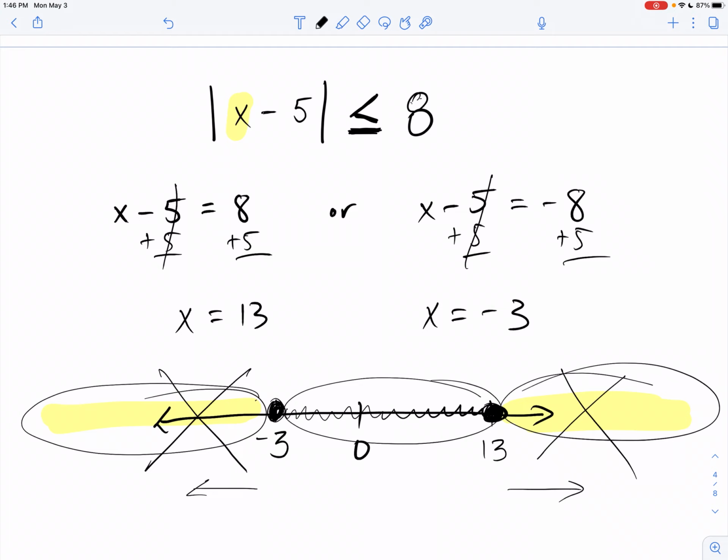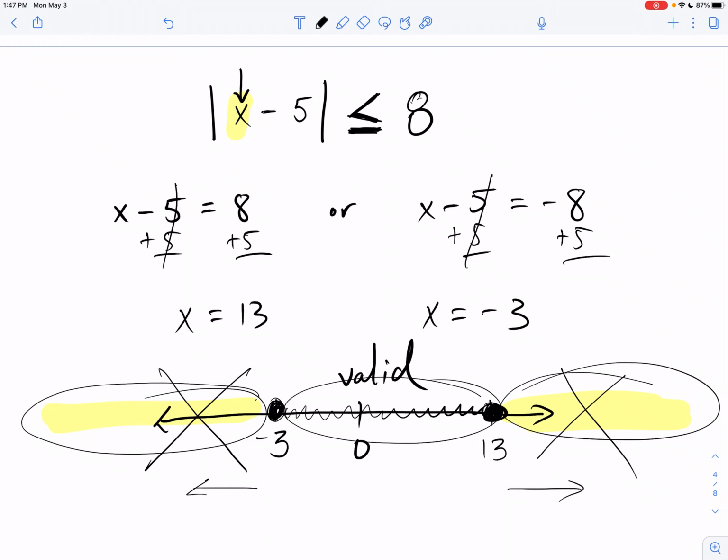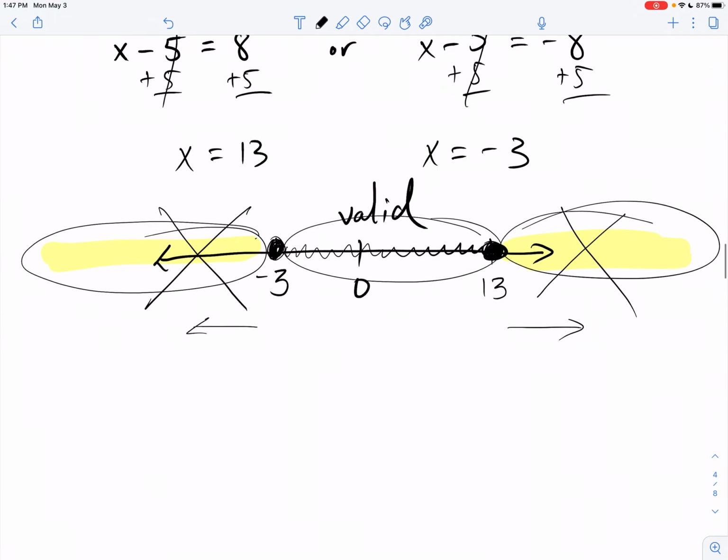It's right there in the middle. If I plug 0 in for x, 0 minus 5 is negative 5. Absolute value of negative 5 is 5. And 5 is definitely less than or equal to 8. So this stuff in the middle here is valid. I could pick any number between negative 3 and 13. It would be valid in the original. So we can write our answer here using interval notation.